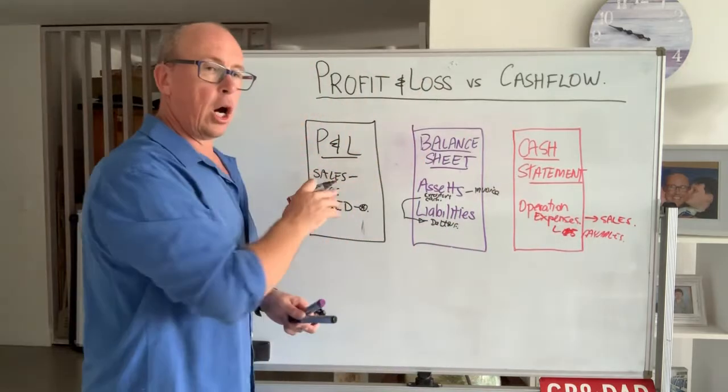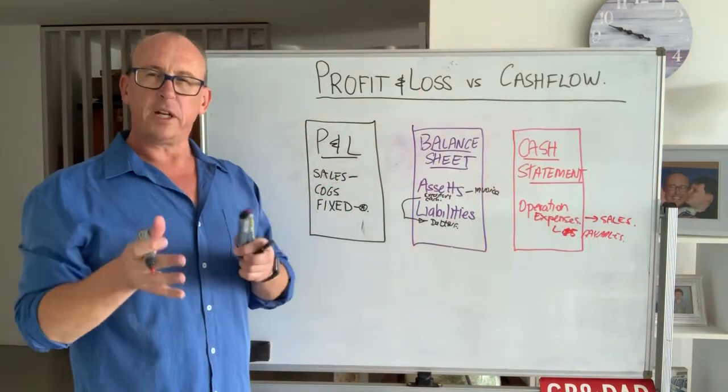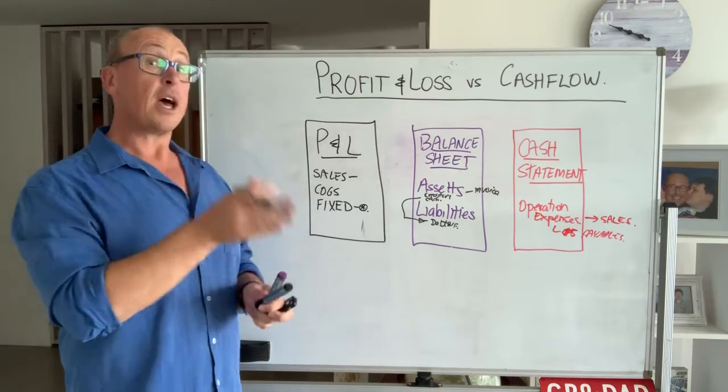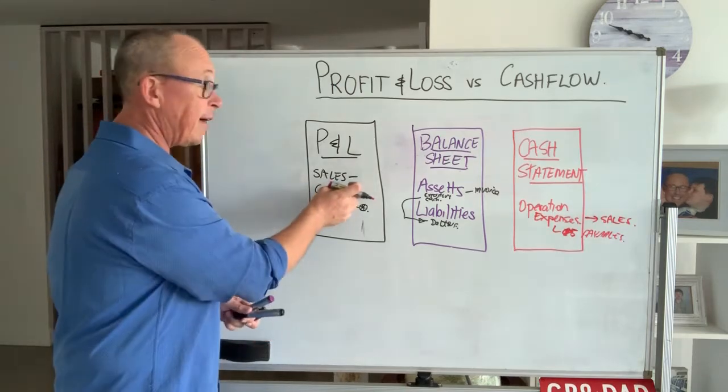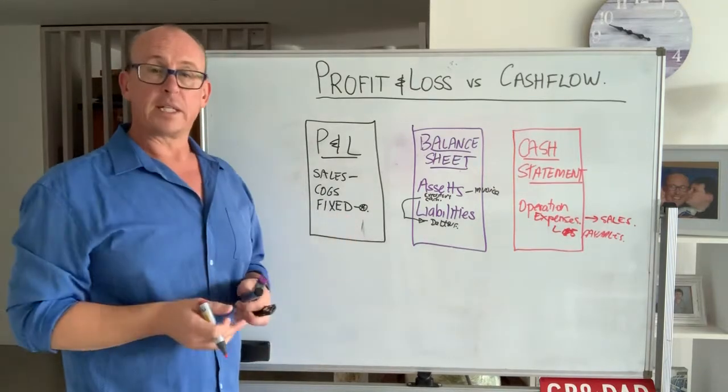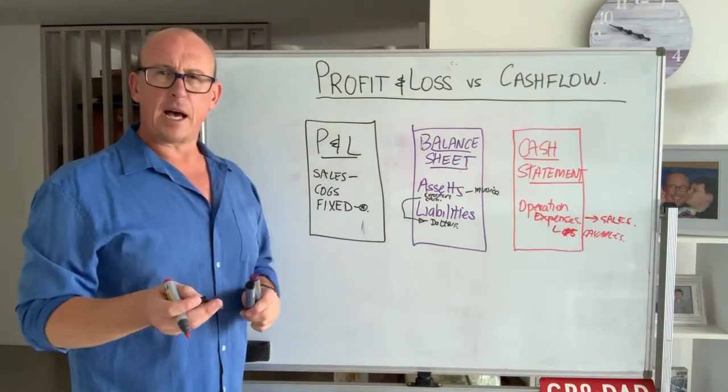Now your profit and loss is really deceptive. Your profit and loss is more for a general overview of how the business works, but it's also how you pay your taxes. This is what the government uses most to work out that bottom profit line, what your taxes are. So hopefully that's helped you understand.